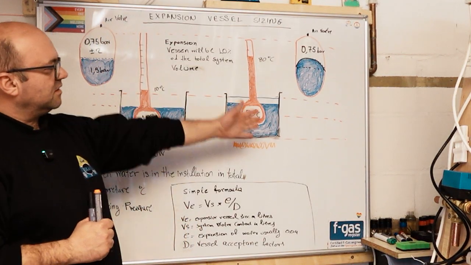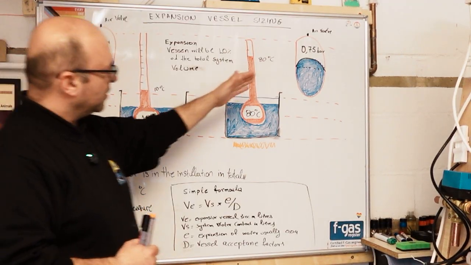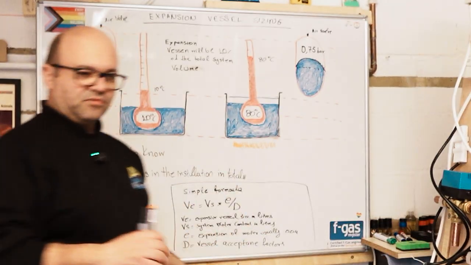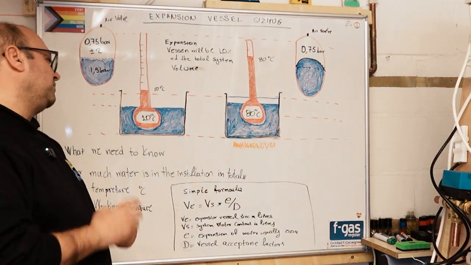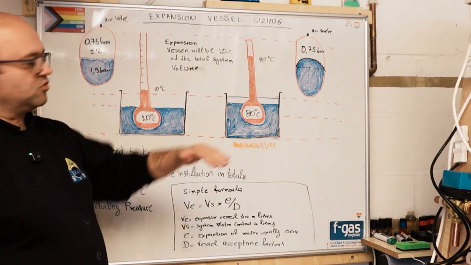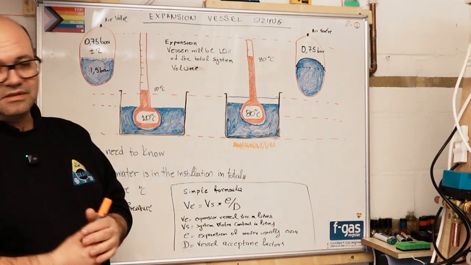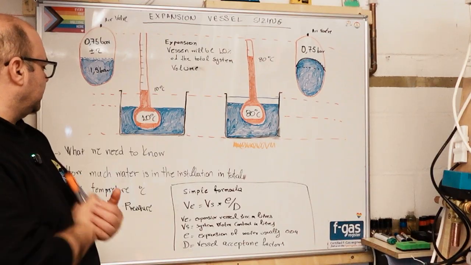If we exceed this pressure and go to 160 degrees, then we're going to have another expansion. Of course, we're not talking about these temperatures on the systems, guys, but just to let you know. That's why we need the expansion vessel, and that's why the expansion vessel brings balance to sealed systems like unvented hot water cylinders or central heating systems.